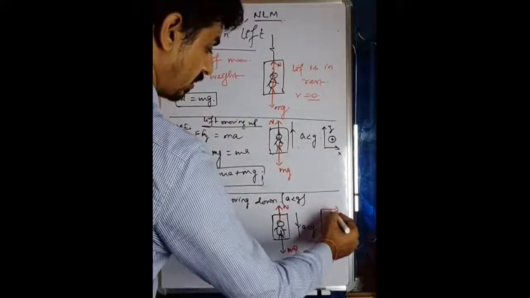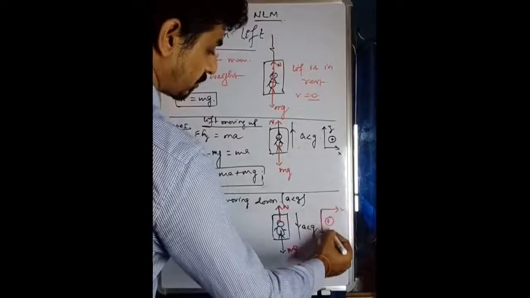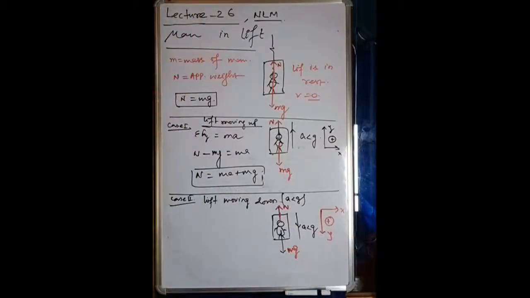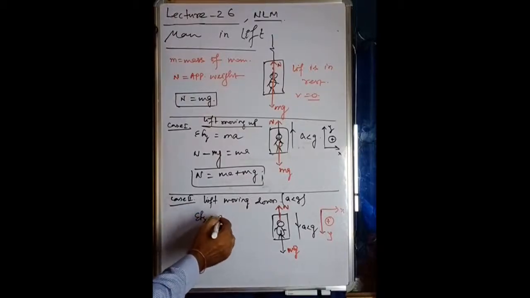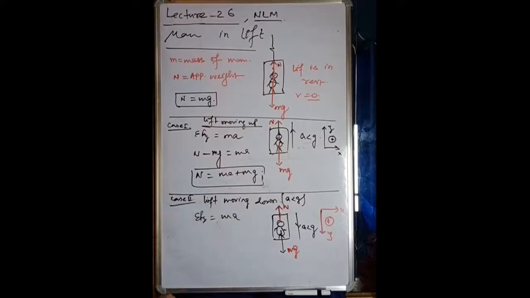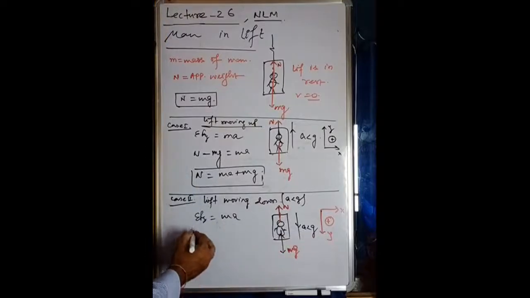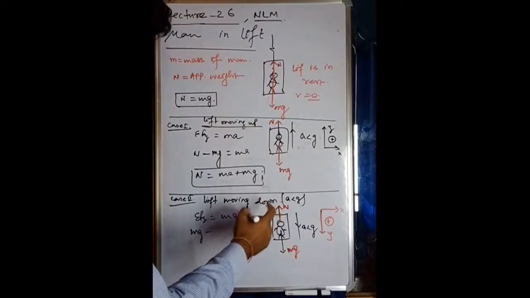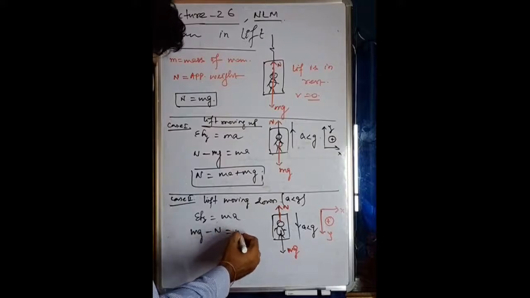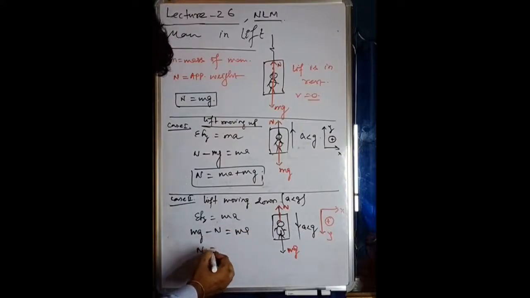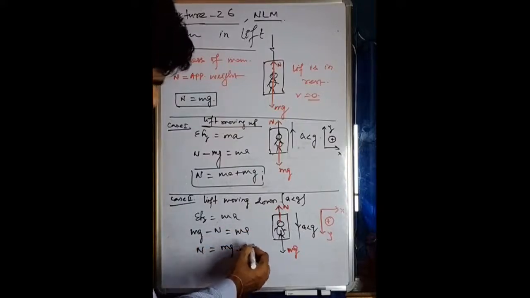We take our axis positive and negative in this direction. Now what will we write? Again we'll write sigma Fy is equal to m times a. Now here the downward force is the positive mg minus the upward force, which is N, is equal to ma. So N will be mg minus ma.